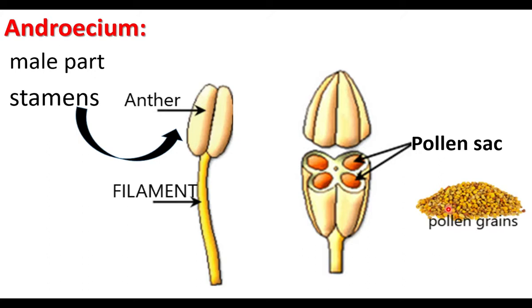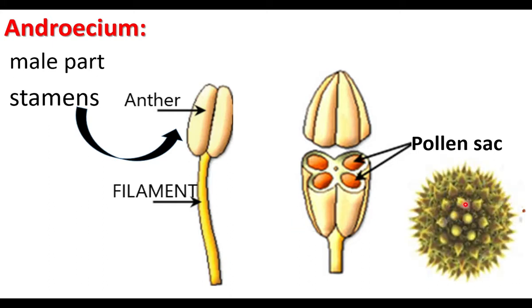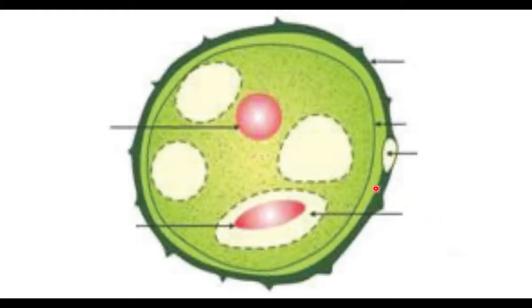If we observe a pollen grain under a microscope, we will see a structure like this. The outer part is rough. This is the internal structure of a pollen grain. If we cut and see the pollen grain, it will be like this. The outer covering is exine. It is rough, and the smooth inner wall is intine. Exine and intine are the 2 walls of the pollen grain, and it has 2 cells.